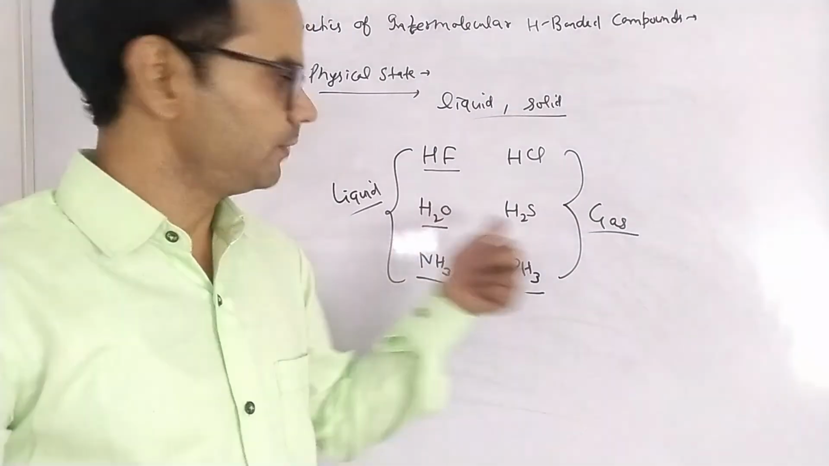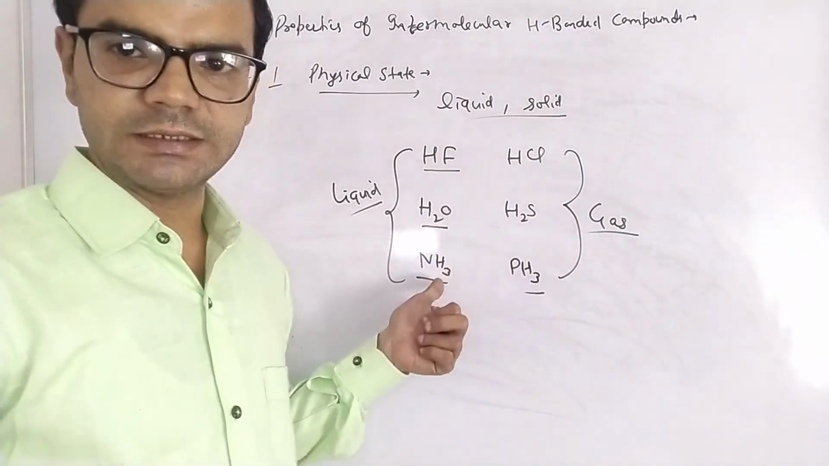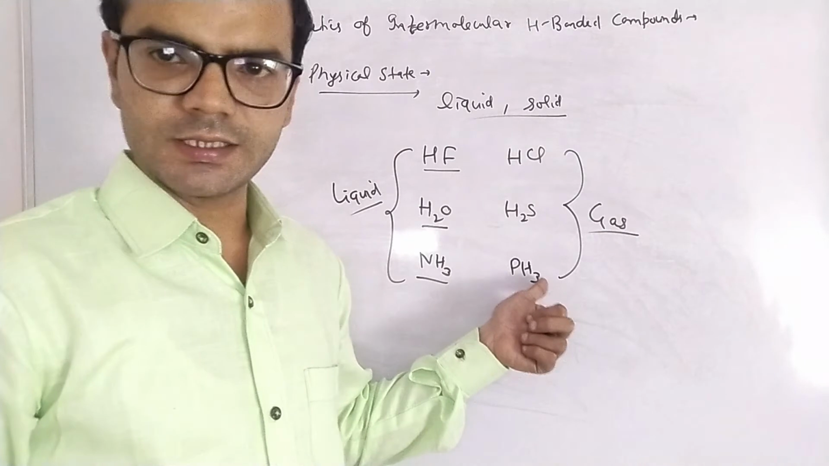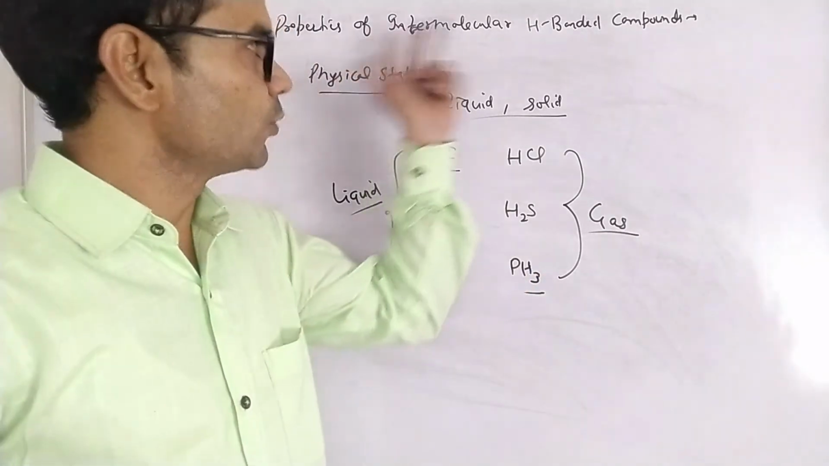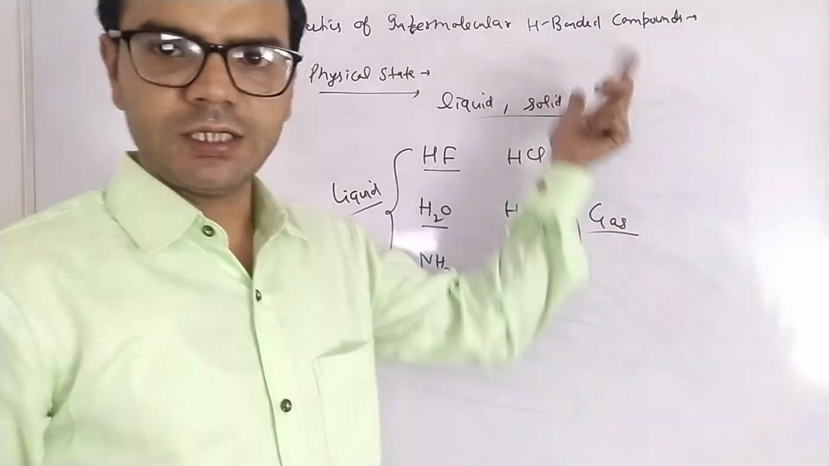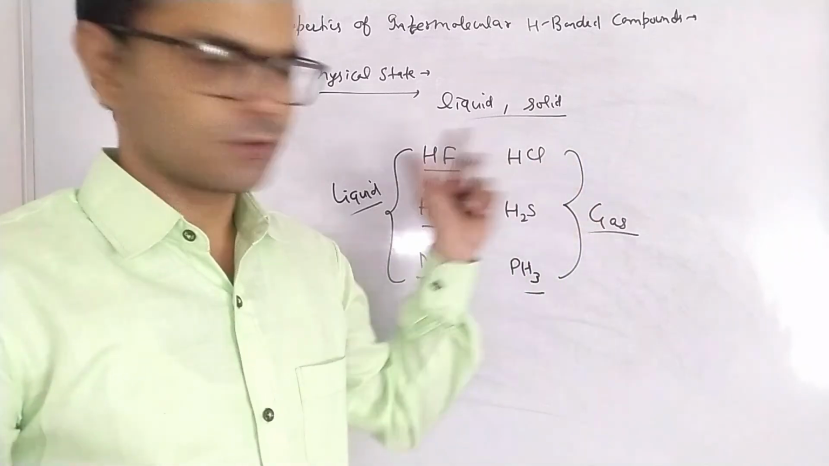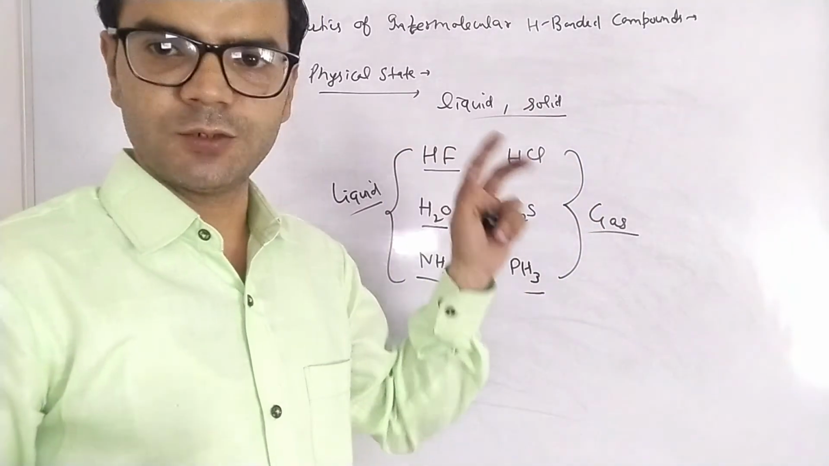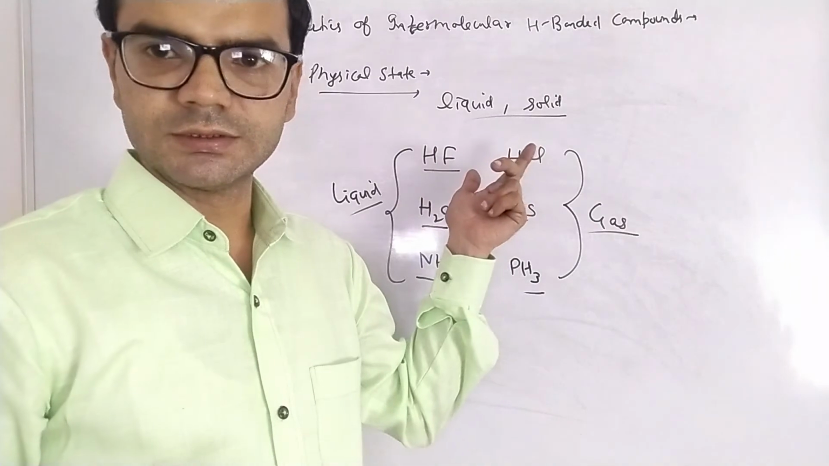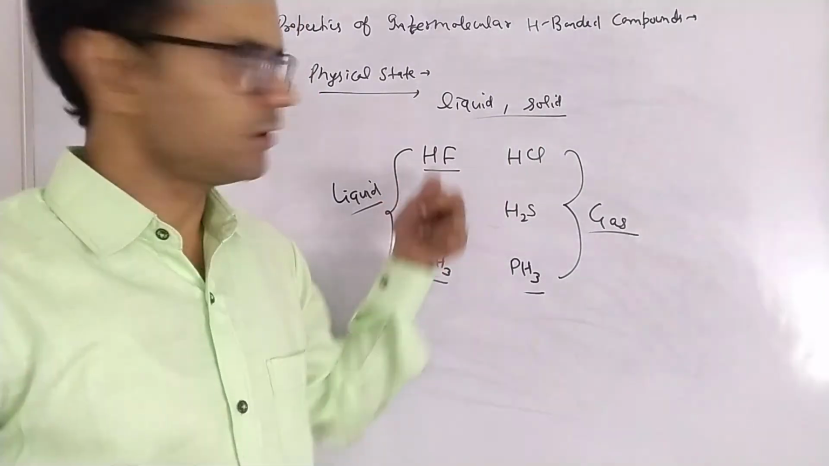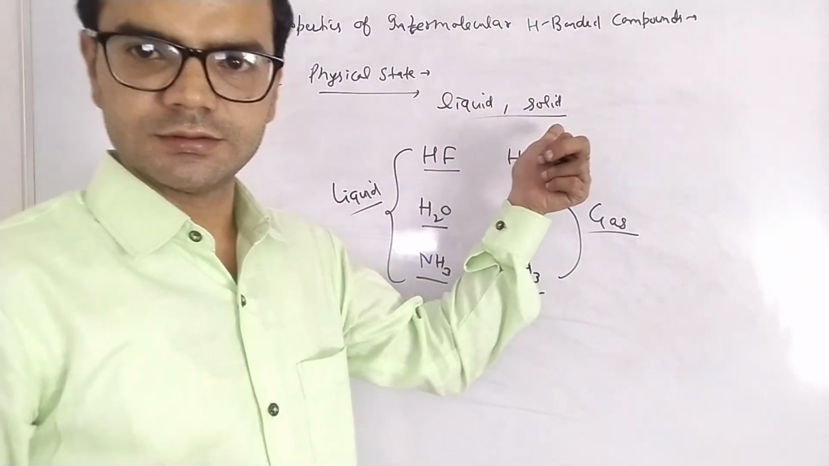Question may be asked why HF is a liquid but HCl is a gas. Why water is a liquid but H2S is a gas. Why ammonia is a liquid but phosphine is a gas. The answer is due to the presence of intermolecular hydrogen bond. There is association of molecules, more molecules held together by hydrogen bonds, which results in liquid nature or solid nature.